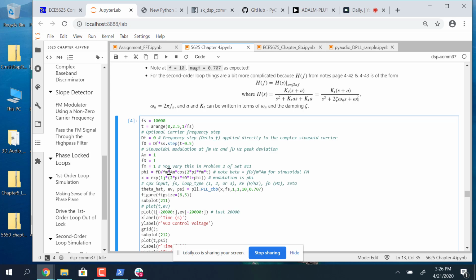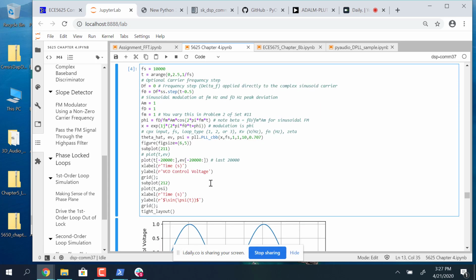So then the input signal is a carrier at 0, which is the F0. That's set equal to 0 up above here, because they have dF equal to 0, so F0 is 0. And then the phase modulation comes in as phi of t, but in this case the phi of t is Fd over Fm times Am, and that resolves itself out to be 1. And then you have cosine 2 pi Fm t, so that's the phase modulation that's going into the complex baseband carrier. The loop tracks that. And I'm putting it in with Fm of 1 Hertz over here.